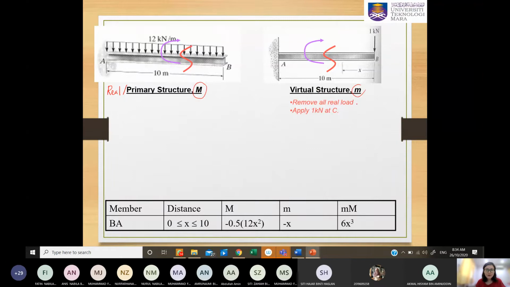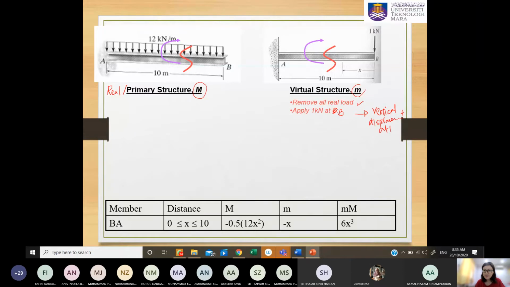We remove all the real loads and we apply 1 kilonewton at B. But when you place this 1 kilonewton at B vertically, it means that you are determining a vertical displacement at B.